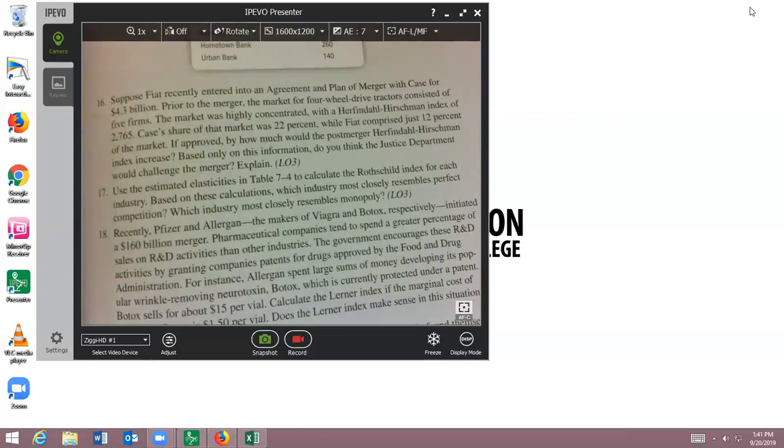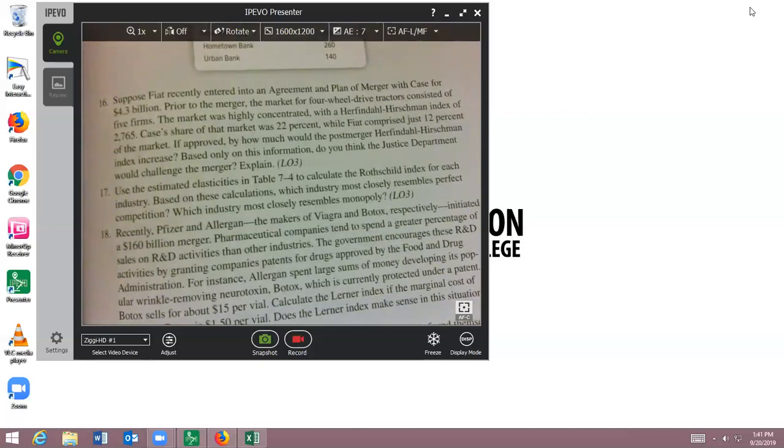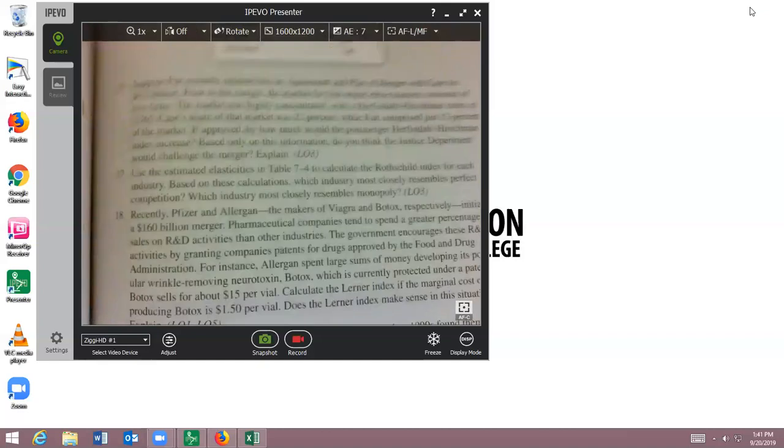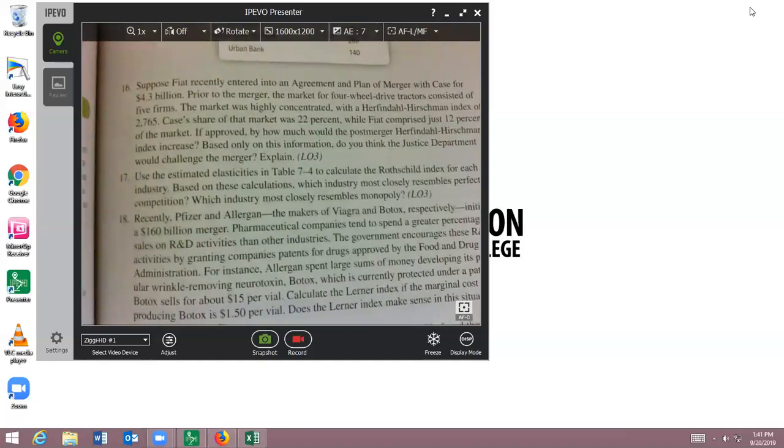So let's try to do this on our own. So let's turn on our brains. So if approved, how much would the merger raise HHI by?